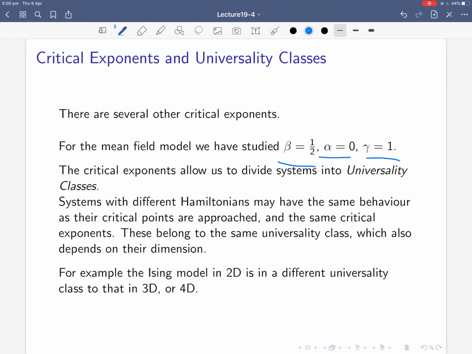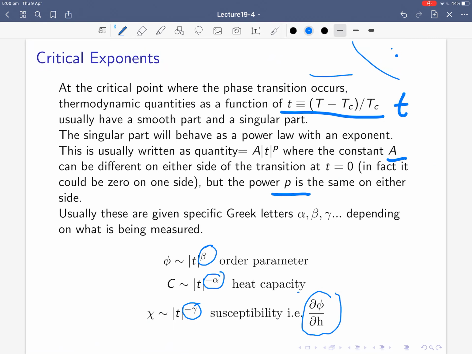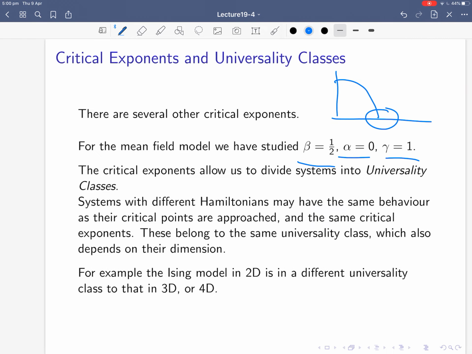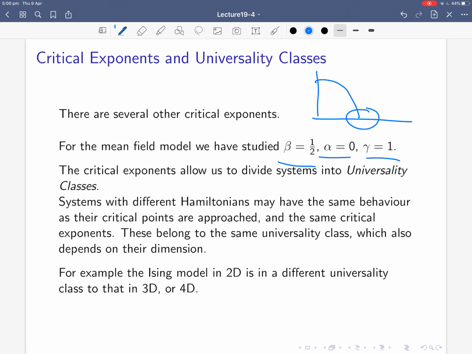And beta equals a half tells you how the order parameter varies, for example. So we know it looks a bit like this. So that's a typical beta equals a half behavior there. And gamma equals 1 means we've got the susceptibility. Now, we haven't really talked about susceptibility very much, but gamma equals 1 for the mean field system we've just done.